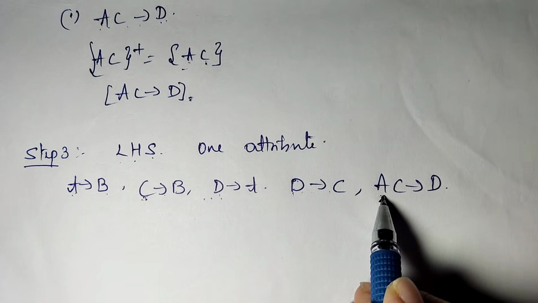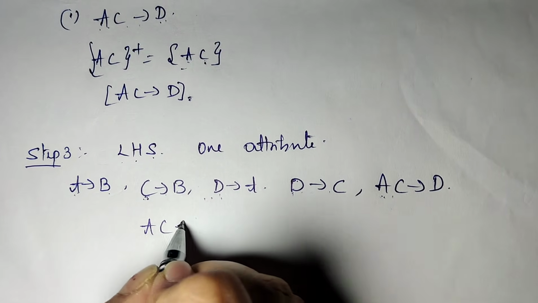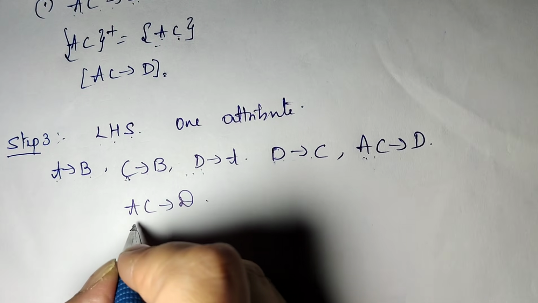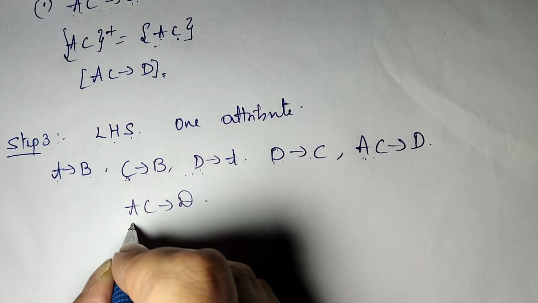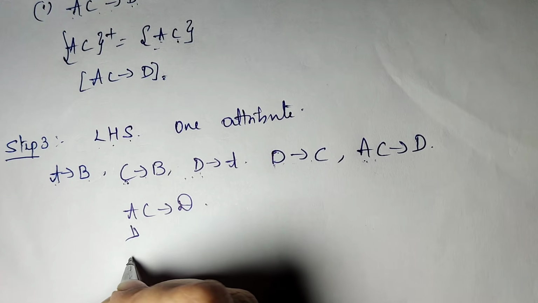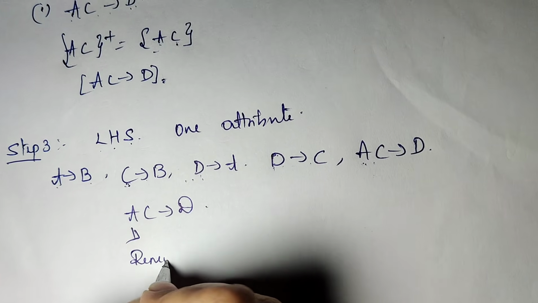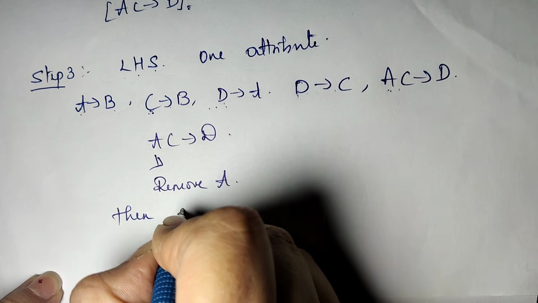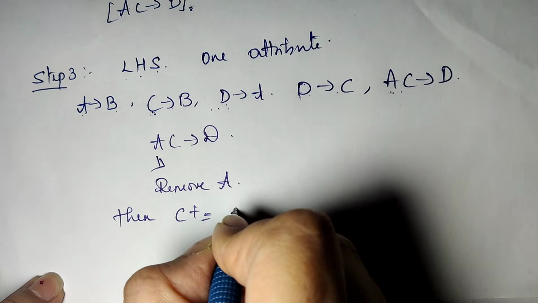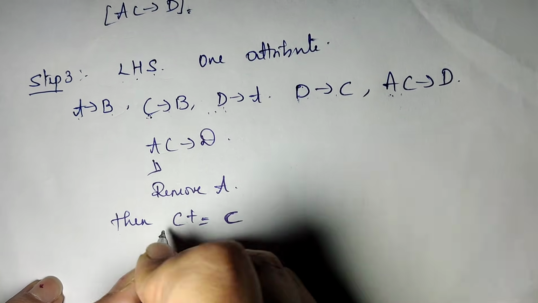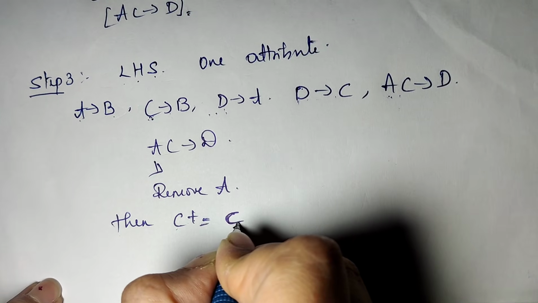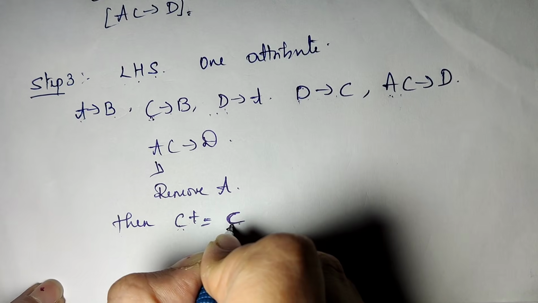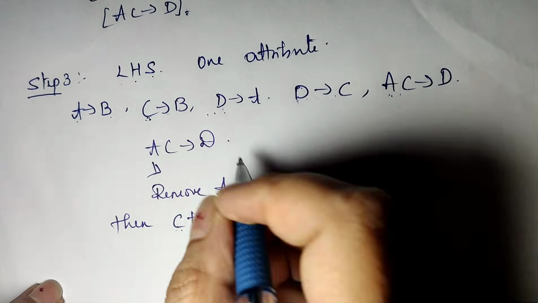But here the problem is AC determines D. If you observe carefully, if I remove this A, then closure of C is C only, according to the reflexive property. By using C it determines C only. So by using this C we won't get the A here.